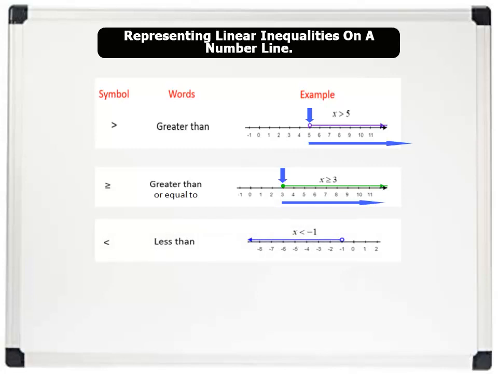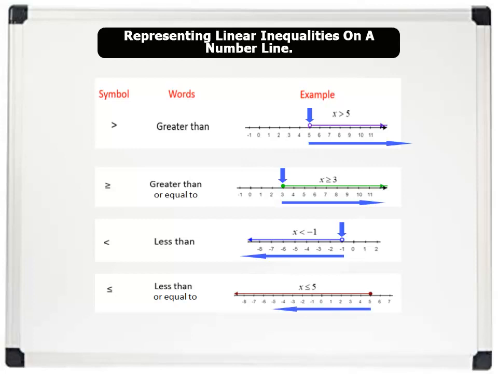Example 3. x is less than -1. This means that x is less than all the numbers less than -1, except -1. To show this, the little circle on top of the number -1 is left unshaded. And finally, example 4. x is less than or equal to 5. This means that x is less than or equal to the numbers less than 5, including 5. To show this, the little circle on top of the number 5 is shaded. That's amazing!